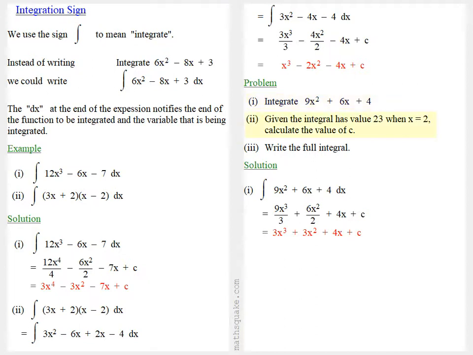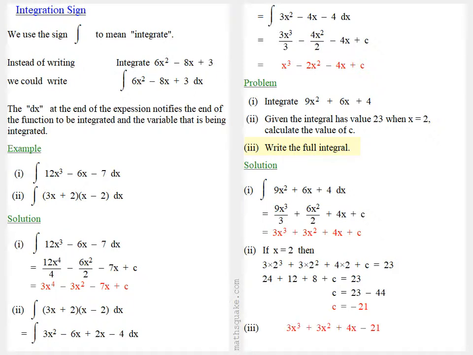In part 2, we're given the integral has value 23 when x is equal to 2. Calculate the value of c. If x is equal to 2, then 3 times 2 cubed plus 3 times 2 squared plus 4 times 2 plus c equals 23. In other words, 24 plus 12 plus 8 plus c equals 23. So c equals 23 minus 44, or c equals minus 21. Now in part 3 we're asked to write the full integral, and our answer is 3x cubed plus 3x squared plus 4x minus 21.